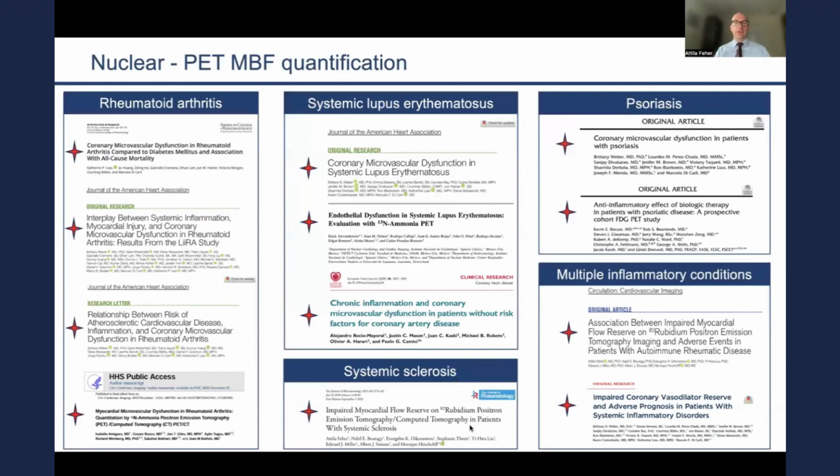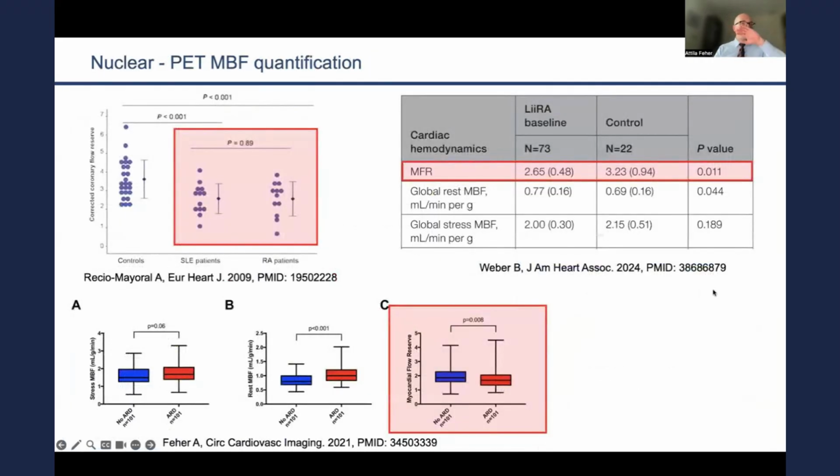All right. So a lot of data is out there about the use of PET myocardial blood flow quantification in the autoimmune disease population, in rheumatoid arthritis, lupus, systemic sclerosis, psoriasis, and multiple combinations. One thing that is common in these papers is that patients with autoimmune disease commonly have reduced myocardial flow reserve, as indicated here. However, what is also interesting is that the reason for the reduced flow reserve is many times not the reduced stress myocardial blood flow, but the increased rest myocardial blood flow, demonstrated by multiple papers.